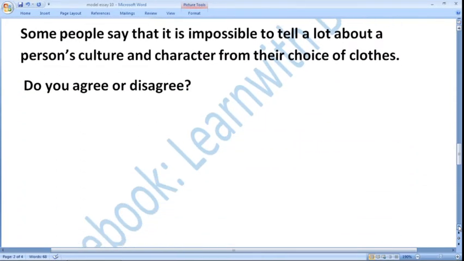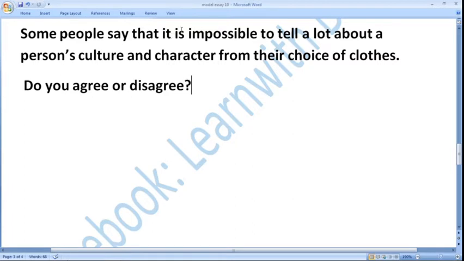This is our essay. This is our question. Many people say that it is impossible to tell a lot about a person's culture and character from their choice of clothes. Do you agree or disagree? So this is type of essay, agree or disagree essay. So after reading the question, we need to underline the important words.